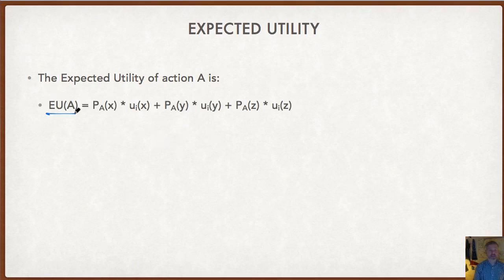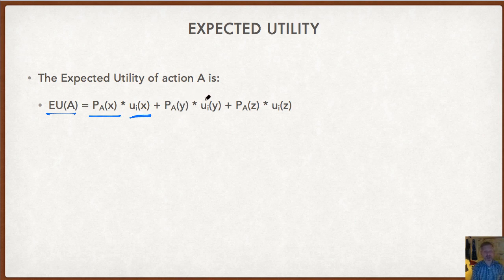The expected utility of action A is the probability that action A leads to outcome X times my utility for X. All right. I value X this much, and this is the chance that if I choose action A, I will get X. So I multiply the probability times the utility. All right. Now, what is the probability that action A will lead to Y?